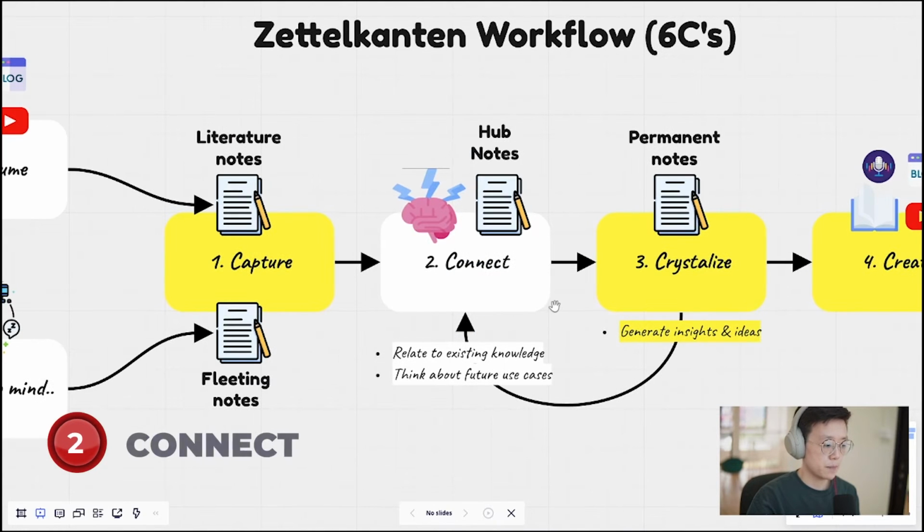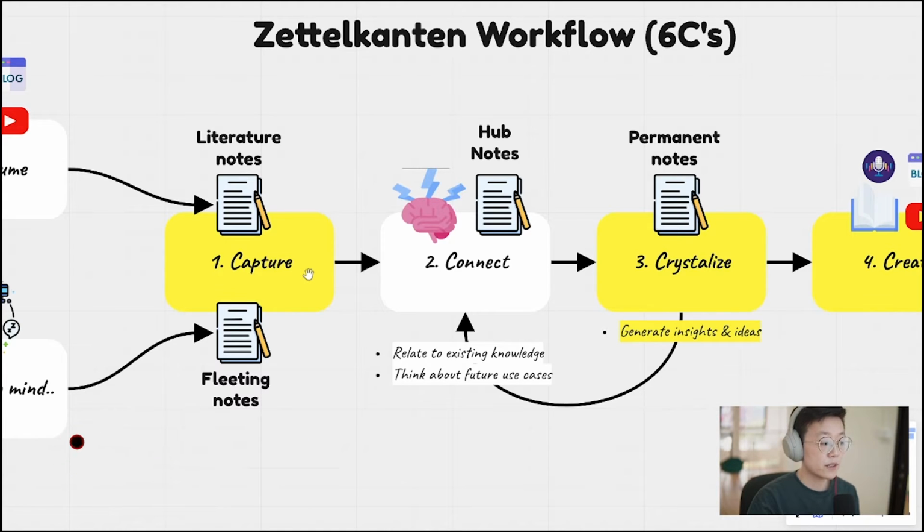The second step is to connect. You will connect the things that you capture to the existing knowledge or the things that could be useful in the future. So you connect backward and you connect forward. Or you can even connect upward to the area or the topic that are interesting to you. Those would be recorded in hub notes. Hub notes are like the entry points of your knowledge management system. So it would be the list of the things that are interesting to you, the topics that you would like to research.